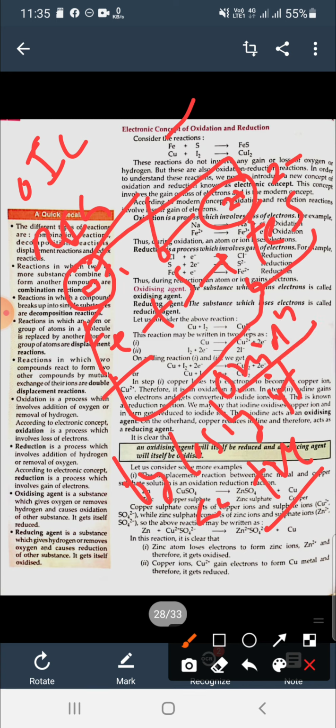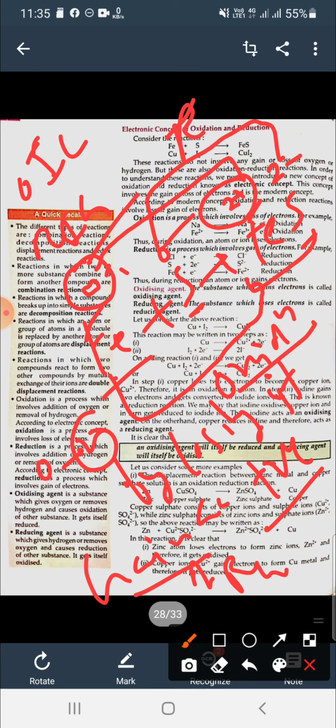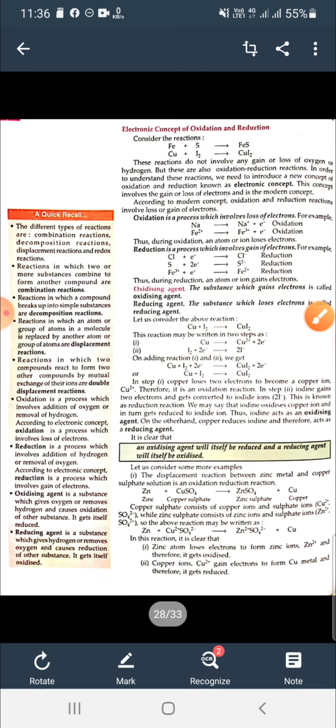So you can see from sulfur to sulfur 2 negative, from 0 to 2 negative means sulfur is gaining electron, and gain of electron means reduction. So here reduction is occurring. So sulfur is reduced and iron is oxidized here.